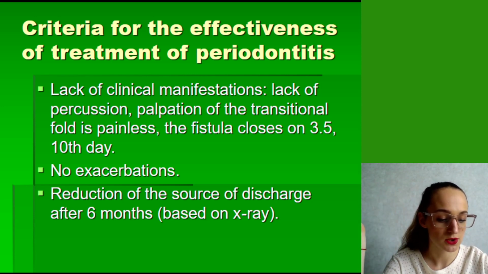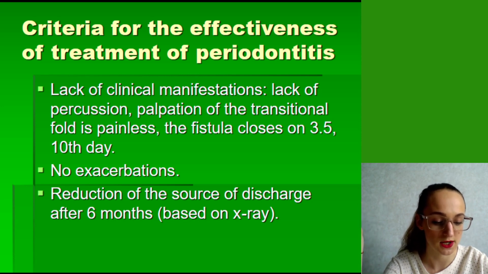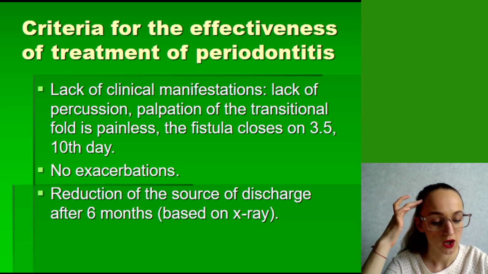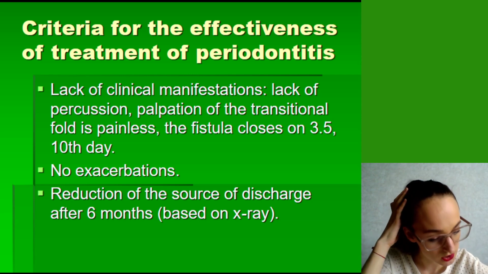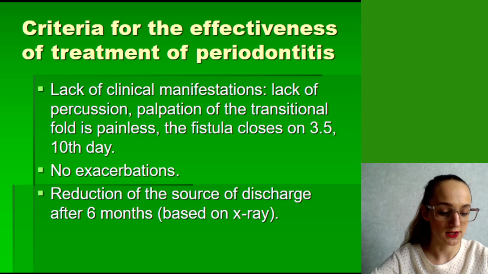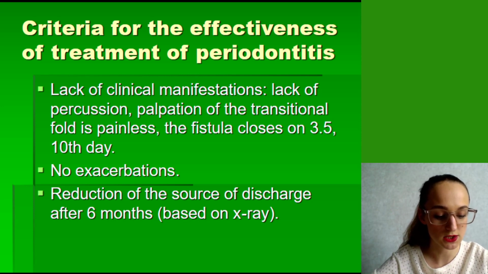A Hedstrom file is used along with constant irrigation to cleanse the canal of debris. Then the canal is dried and filled with calcium hydroxide or any other desired material. The chances of success are greatly improved when the canal is filled in the absence of inflammation.